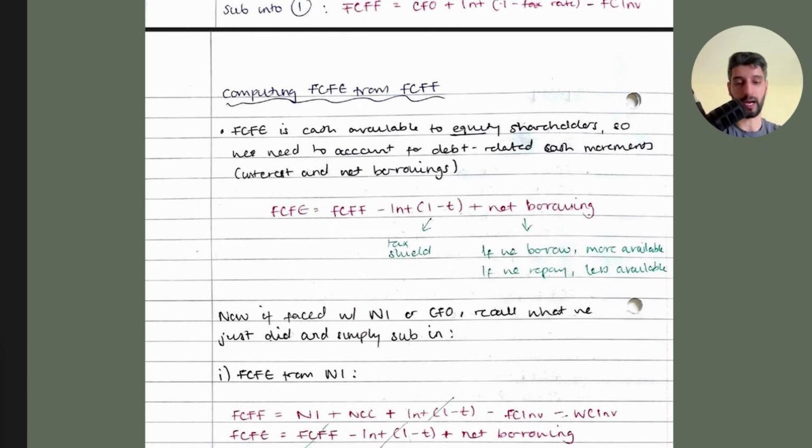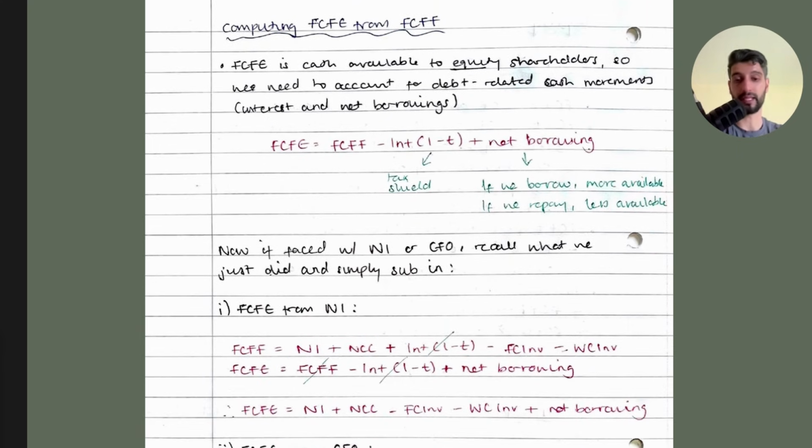It's worth calling out why this is a positive sign. If we borrow money, i.e. we raise more debt, we will have more cash available to equity holders, versus if we repay debt, we will have less cash available to equity shareholders. So net borrowings can be a positive if we've increased the borrowing, and hence this is plus, and free cash flow to equity will increase. Whereas if net borrowings are negative, i.e. we have repaid debt, then plus minus becomes minus, and free cash flow to equity will reduce.